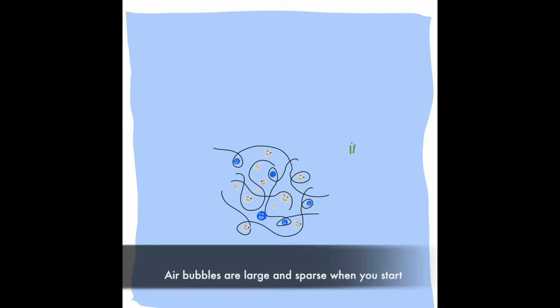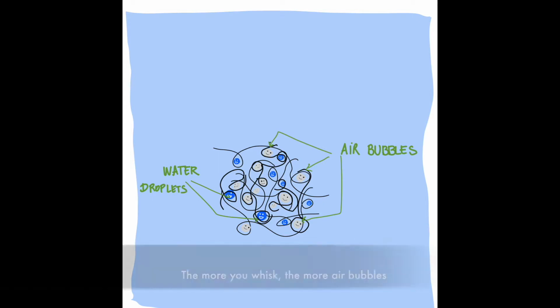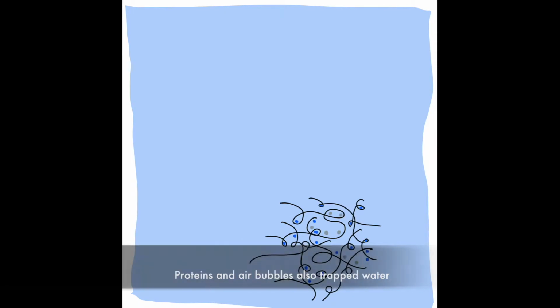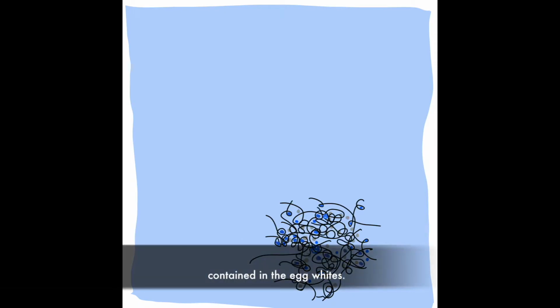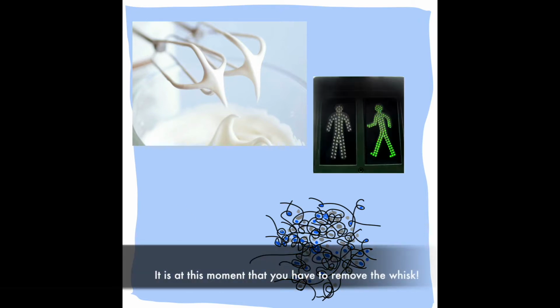Air bubbles are large and sparse when you start to beat an egg white. The more you whisk, the more air bubbles start to form and divide. Protein and air bubbles also trap water contained in the egg white. This is why it becomes firm. Et voilà! It's at this moment that you have to remove the whisk.